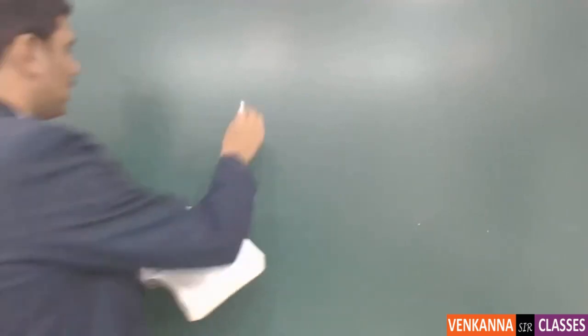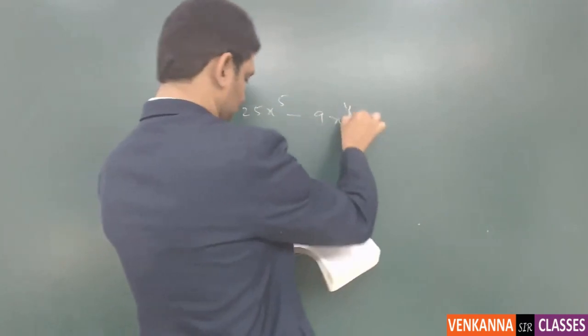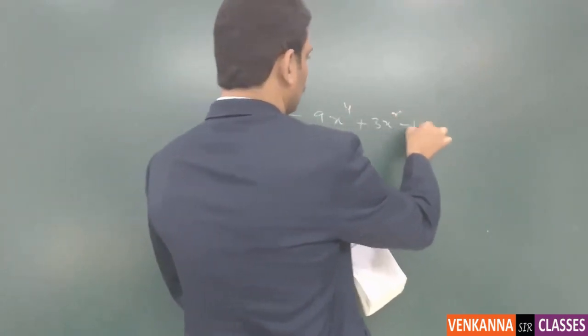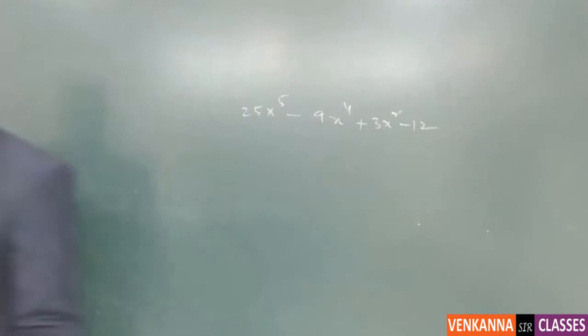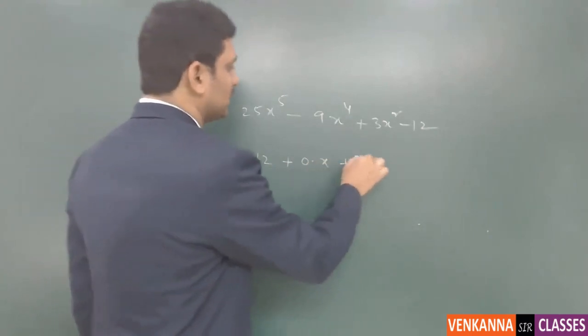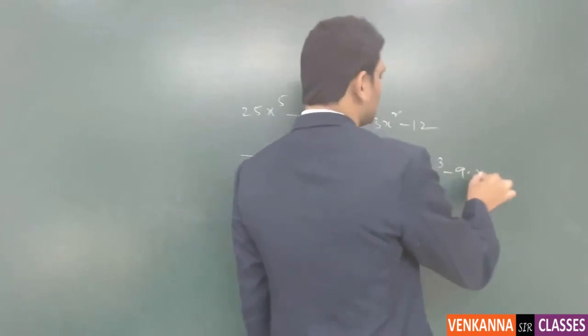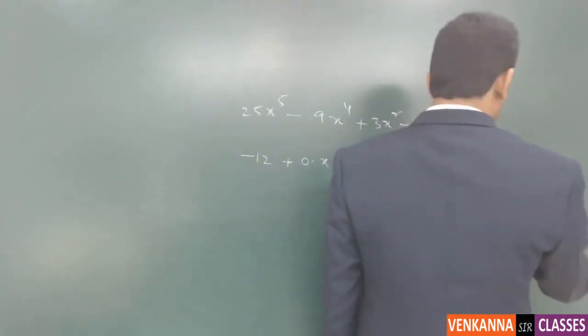Suppose I have taken the polynomial x power 5 minus 9x power 4 plus 3x square minus 12. In a formal way, you can write it as minus 12 plus 0 into x plus 3 into x square plus 0 into x cube minus 9 into x power 4 plus 25x power 5.